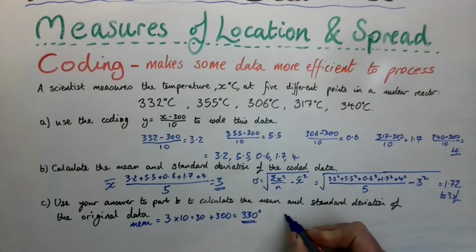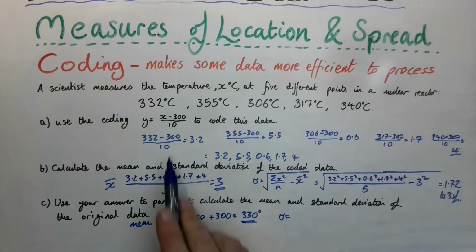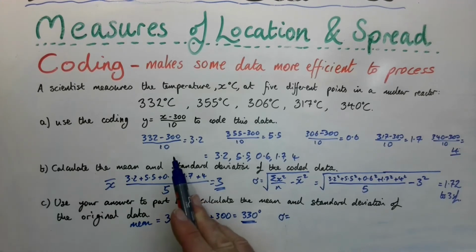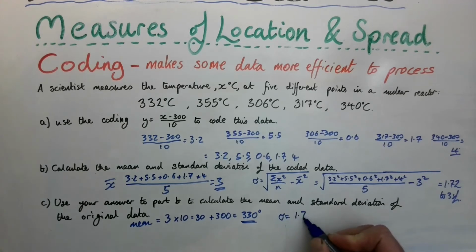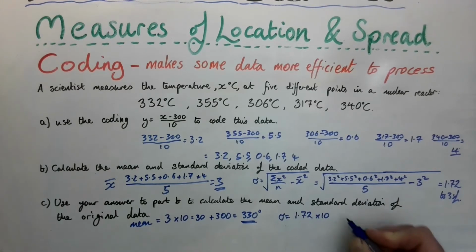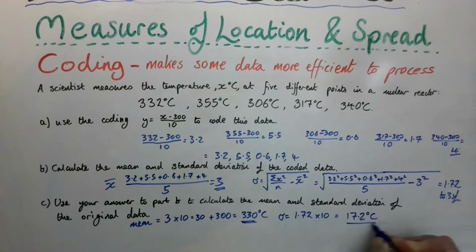Now the standard deviation is a little bit different, because the standard deviation is just how spread about it is, and dividing by 10 has made the numbers a lot smaller and it's made them closer together, and so that's going to make a difference. But the taking 300, well, that's kept them the same distance apart from each other, so we ignore the taking 300, and all we need to do is reverse the dividing by 10. So it's going to be 1.72 multiplied by 10 to get rid of that, so that would be 17.2 degrees of standard deviation.